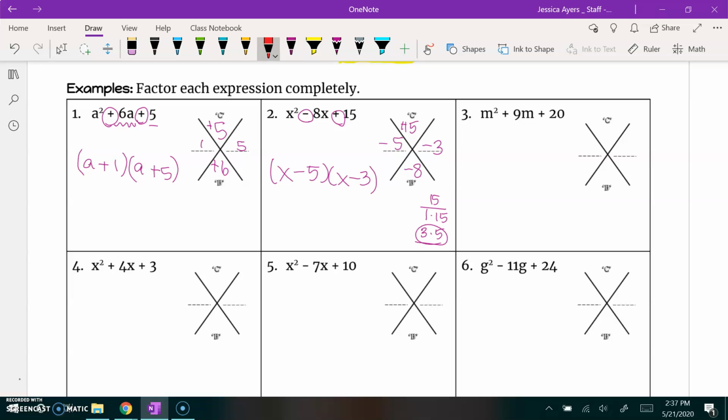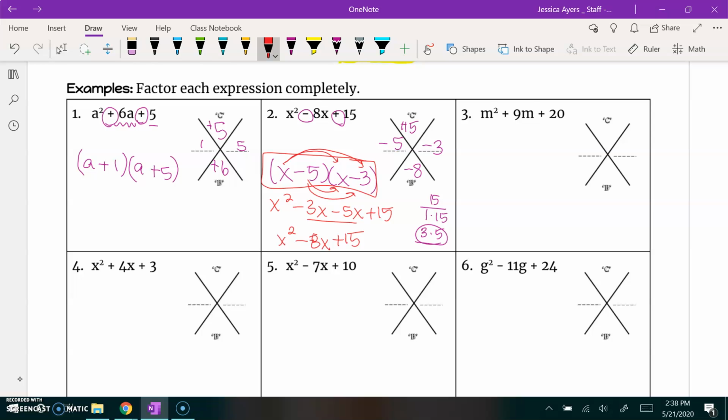Always remember, you can check it by double distributing. So x times x is x squared, x times negative 3 is minus 3x. Then negative 5 times x and negative 5 times negative 3 gives us negative 5x plus 15. Combining your like terms, you get x squared minus 8x plus 15. That's what you started with, so you know that this is indeed the correct answer.